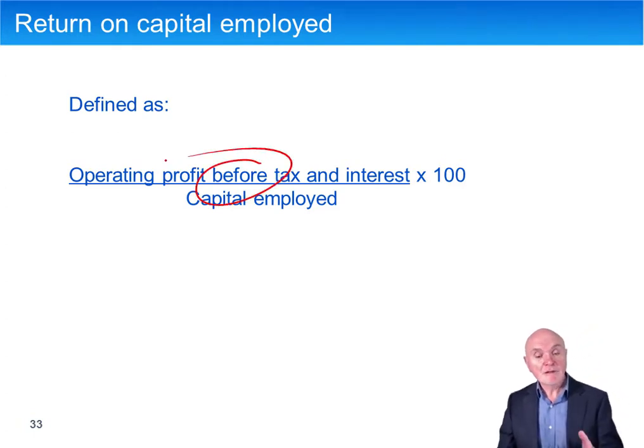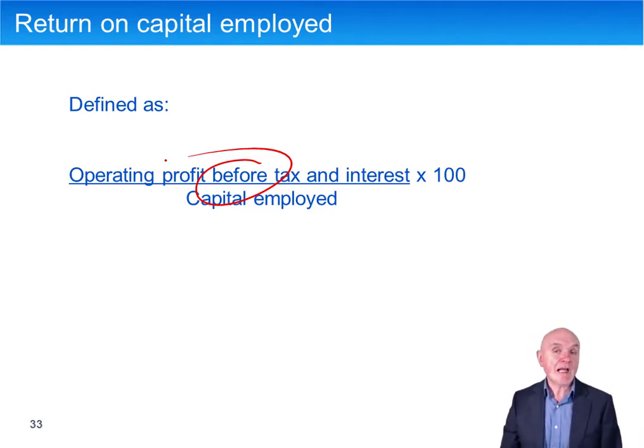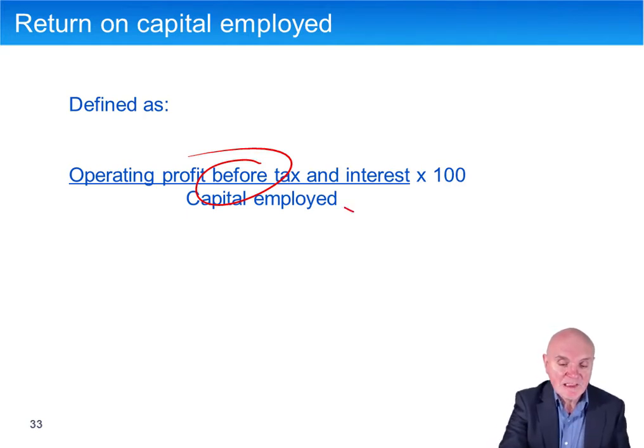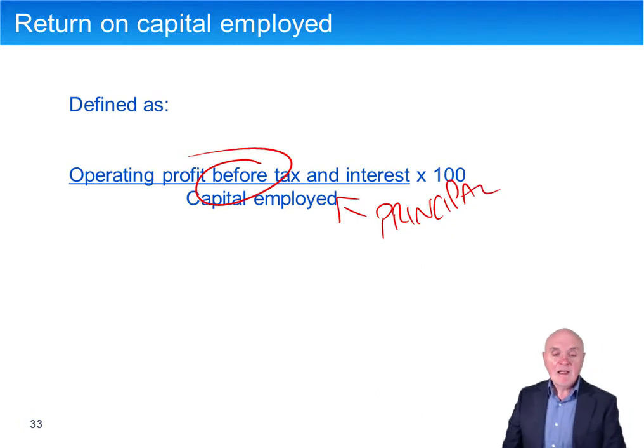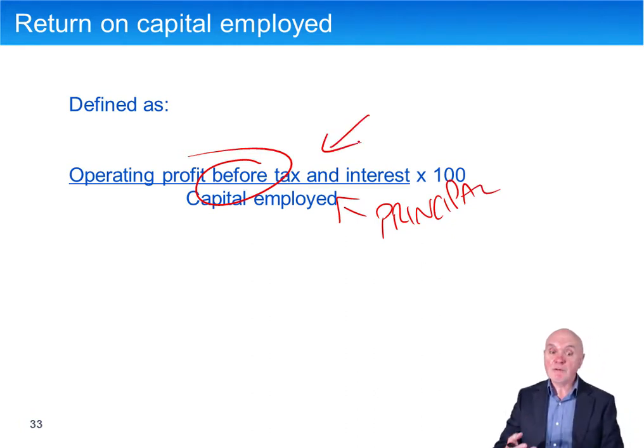So it is before interest, because interest is not an expense. Interest is a reward to the suppliers of capital. And it is before tax, because you can't really control tax. That is something of the government. So this is a bit like an interest rate, really. This is the principal. This is the amount which has been put in, invested, and this is the amount here which is being paid out.